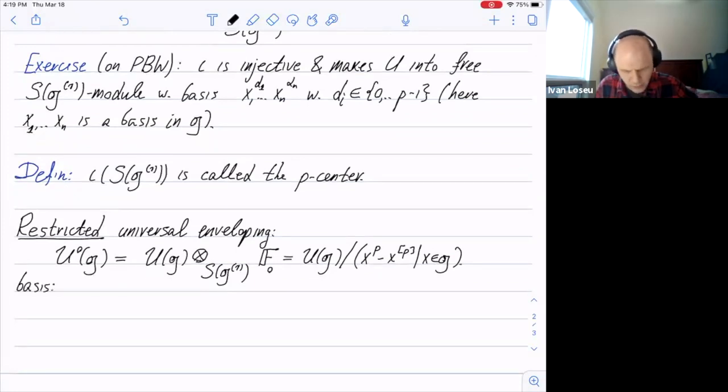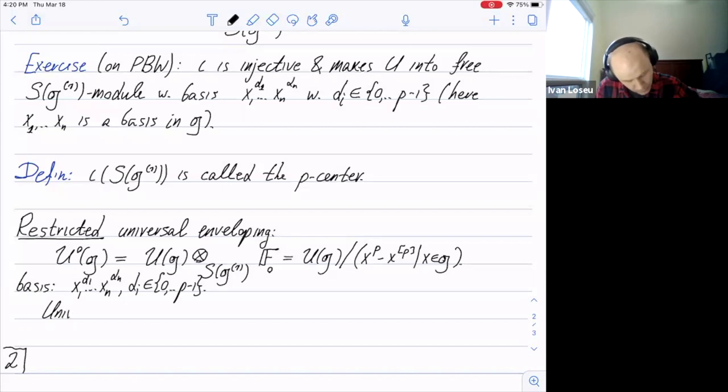With basis, well, the same form as we had here. So it's x1 to d1, xn to dn, di between 0 and p minus 1. Why do we care? Well, this thing has a universal property. For example, we'll see some more reasons to care about it. And that's a universal property similar to the usual universal enveloping algebra, but for maps of P Lie algebras.